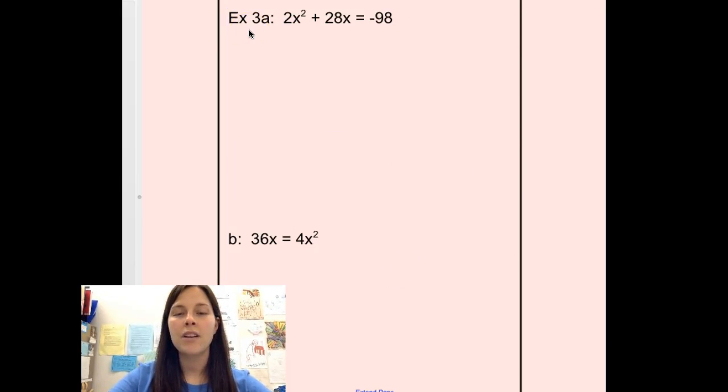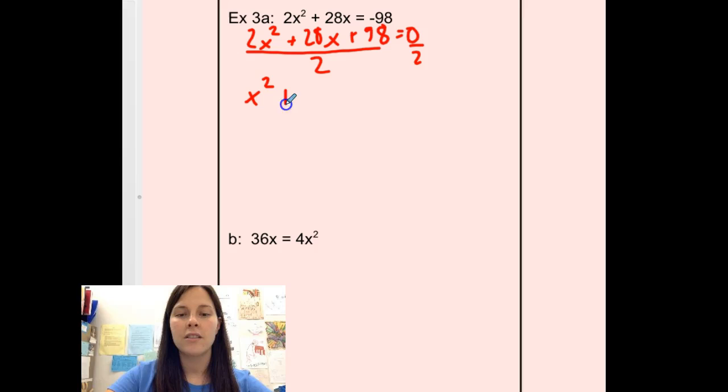All right, on this one, we need to get it equal to 0 before we get started. So I'm going to add that 98 over to both sides. We have 2x squared plus 28x plus 98 because I added the 98 to cancel the -98. And -98 plus 98 on the right-hand side gives us 0. We have a coefficient of x squared again, so I'm going to divide everything on both sides by that 2 to get rid of the coefficient. x squared plus 14x plus 49 equals 0.